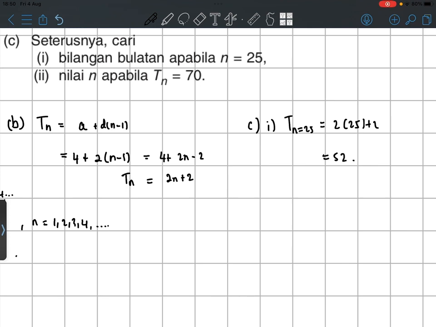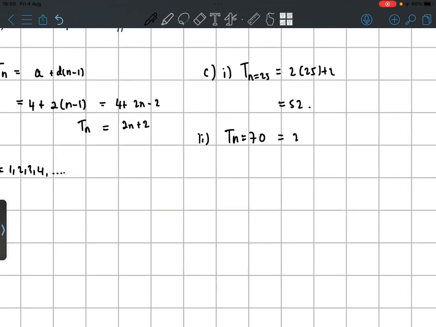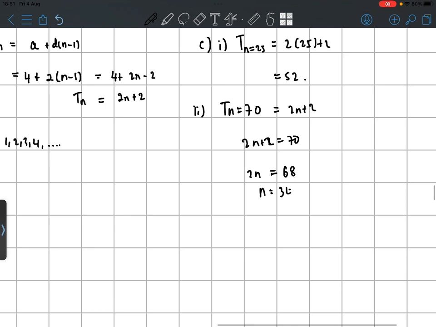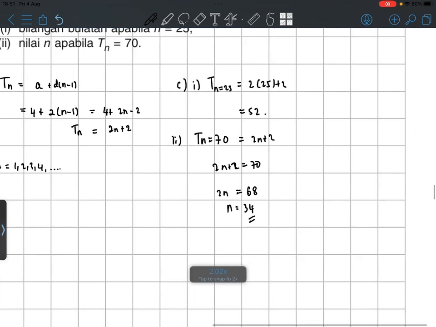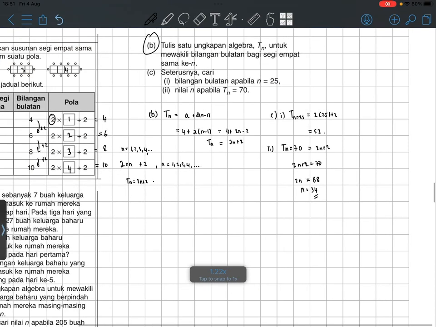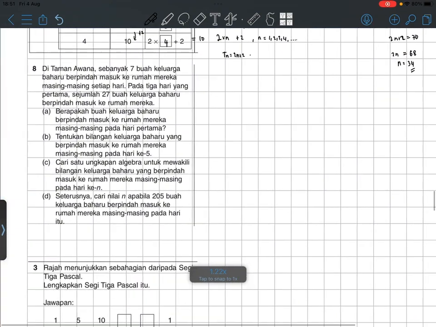Okay, and question D, Tn is 70. Because we know Tn is 2n plus 2, so 2n plus 2 is 70. Then we just solve for n. This is 68, right? n is 34. Okay, so this is the 34th term. Alright, T34, like that. Okay, I believe you can understand that.